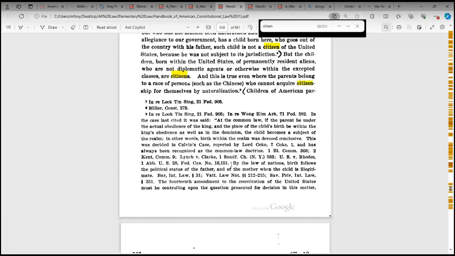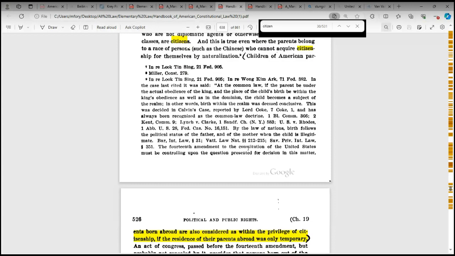By the law of nations, birth follows the political status of the father and of the mother when the child is illegitimate. Why do you think they want everybody to be no more married couples? They want to have broken homes. They want to have children born out of wedlock and so forth. Why? What does that make them? That makes them fall under their aspect.